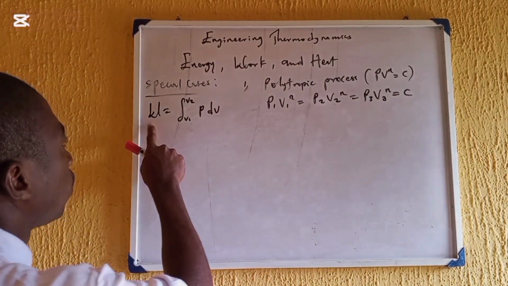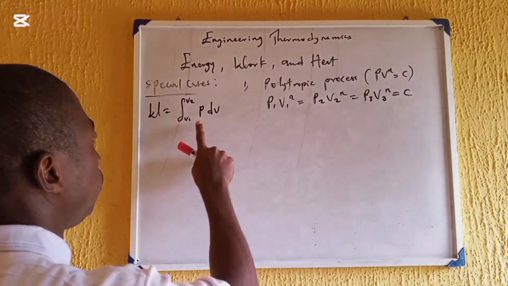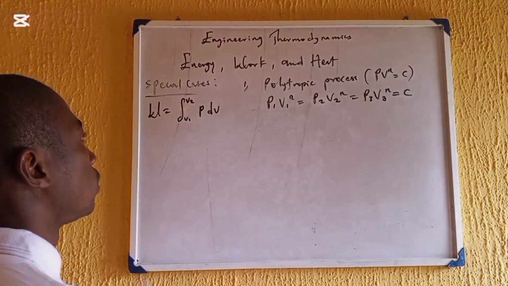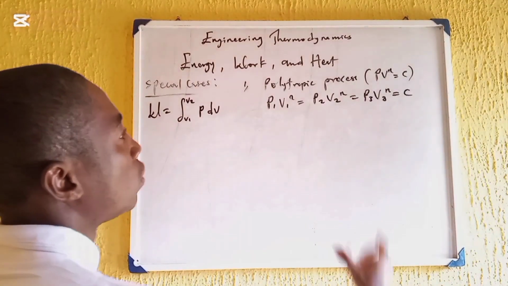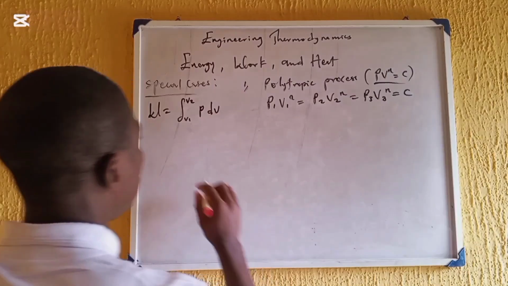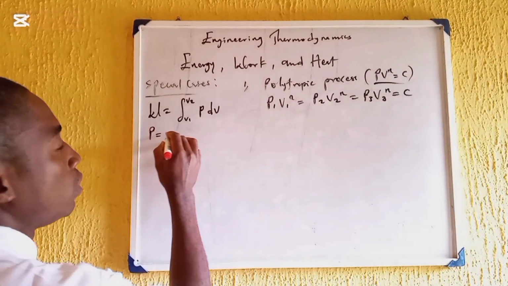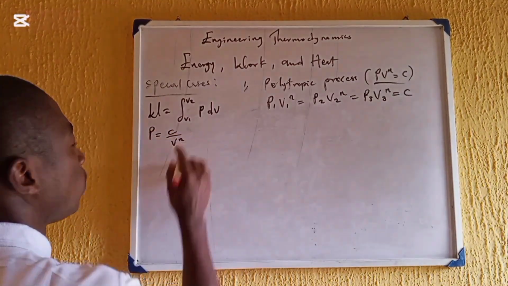Now remember that work is equal to integral of P dV from V1 to what? V2. So we'll be defining P using this formula. P would be C over V to the power n.